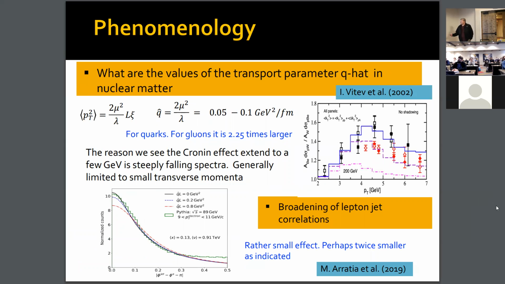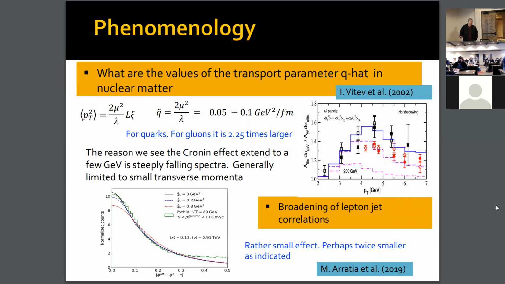Now, how about phenomenology? I told you that all of those two dimensions can reduce down to perhaps one or two parameters. And this is the transport parameter q hat, which is the typical transverse momentum broadening per unit length. And here is the form that it has. Numerically, it's very small. It's about 0.05 to about 1 GeV squared per fermi, and that's for quarks. And gluons, of course, have larger color charges, which is encoded by the quadratic Casimir, and they'll have a value of q hat which is 2.25 times larger. And that, of course, is a tree-level result.